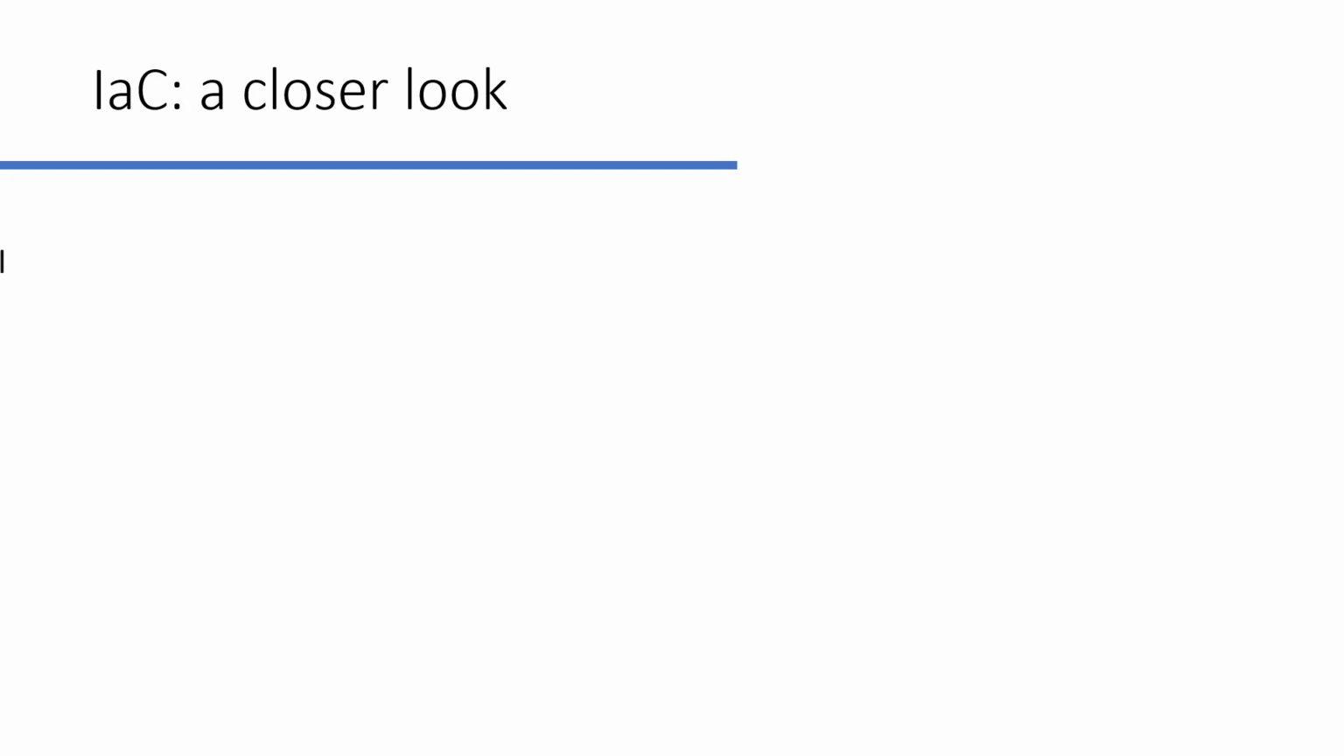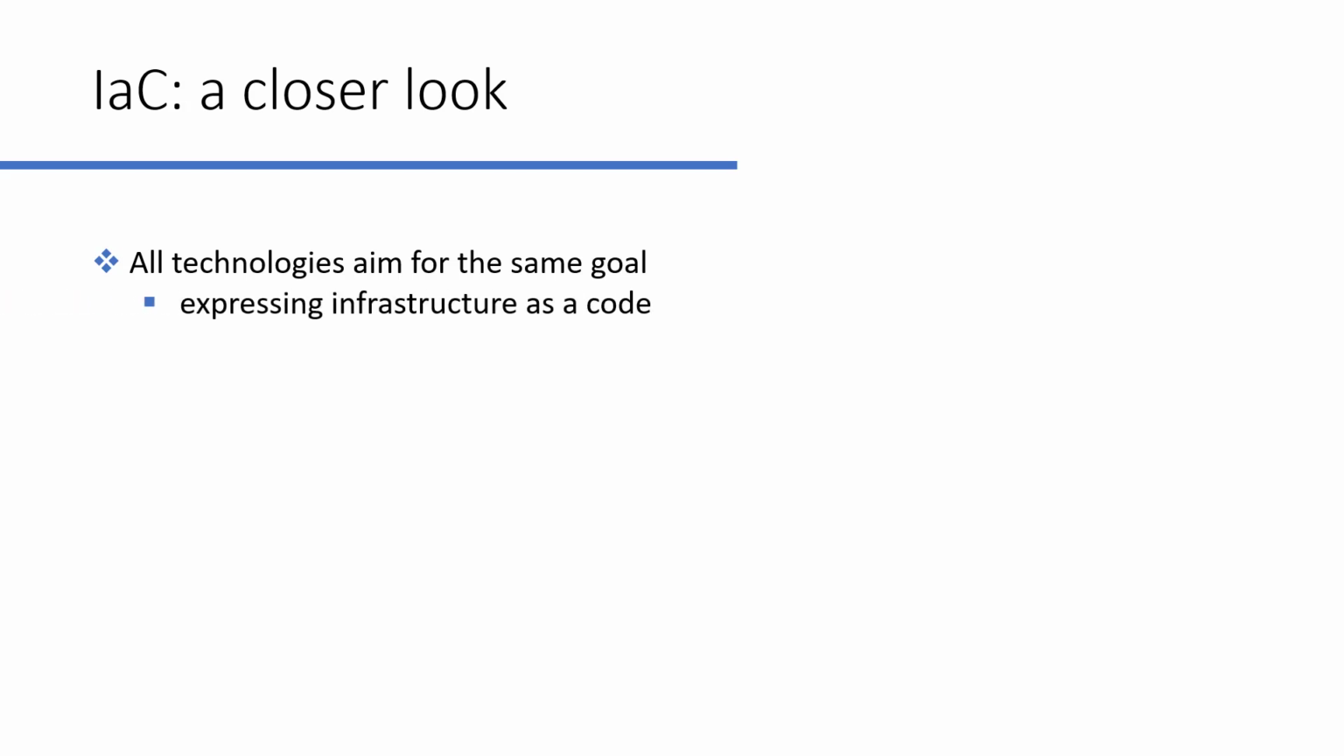So it's important to remember that all of these technologies aim for the same goal, which is expressing our infrastructure as code and being able to deploy it in a repeatable, automated manner, reducing the risk of errors and configuration drift.